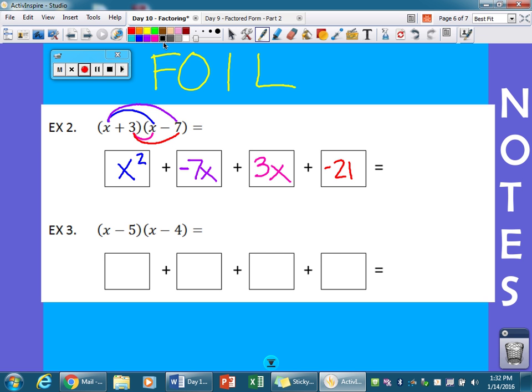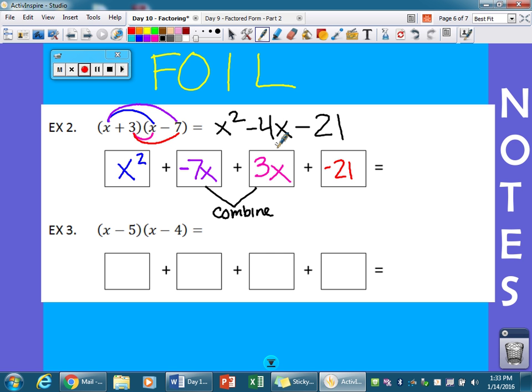Combine like terms. You'll notice, again, the middle two terms are always the ones that you can combine. So I have x squared still hanging out. Negative 7 plus 3 is negative 4x. Then I still have that 21. Just to write it a little more cleanly, we're just going to put minus 21. And there you go. Factored form, standard form.